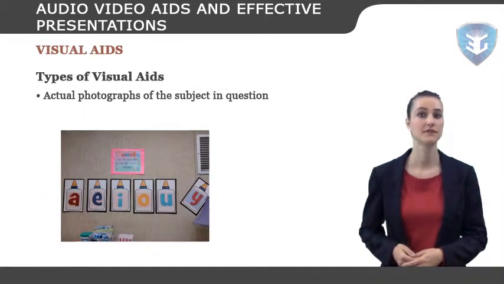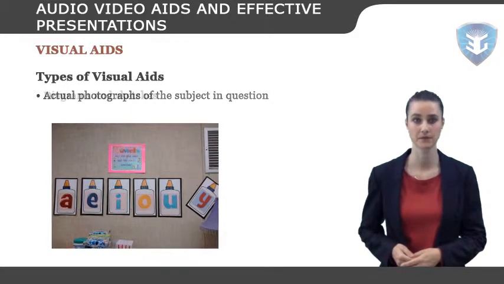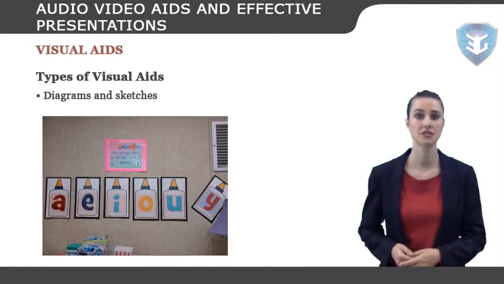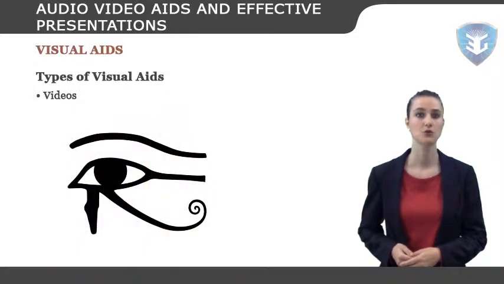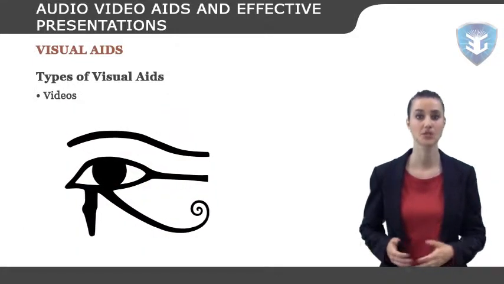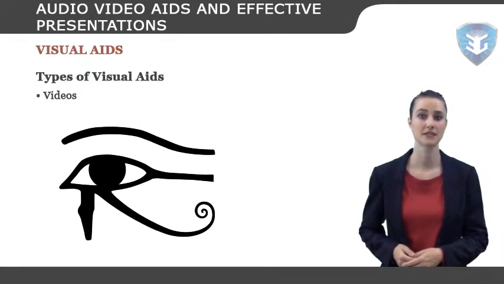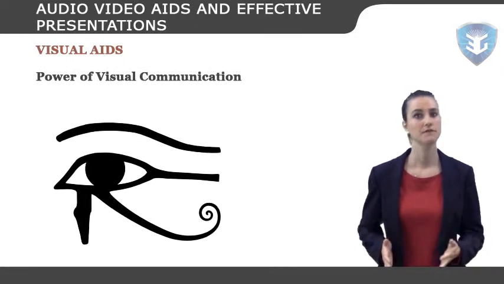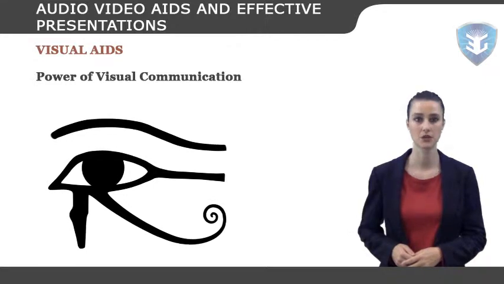Actual photographs of the subject in question also help to a great extent in establishing effective communication. Many times, in the absence of real photographs, diagrams and sketches can also be used for conveying important information. Videos are one of the best audiovisual aids, which enable people to actually see how things happen, thus making them understand the subject even more deeply. Power of visual communication. The use of visual resources plays a significant role in establishing an effective and fruitful communication.